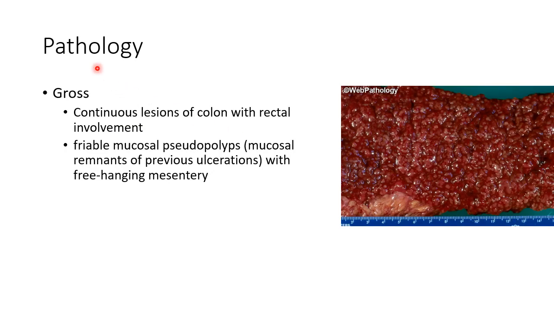Now let us see about the pathology of ulcerative colitis. Gross specimen shows continuous lesions of colon with rectal involvement. There will be friable mucosal pseudopolyps, which are mucosal remnants of previous ulcerations with free hanging mesentery. This picture shows gross specimen of ulcerative colitis with friable mucosal pseudopolyps.